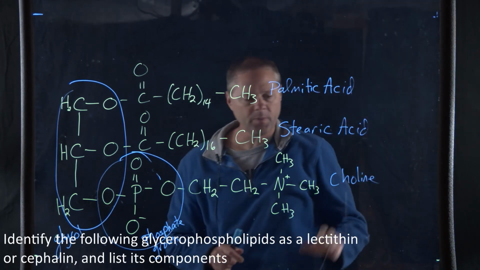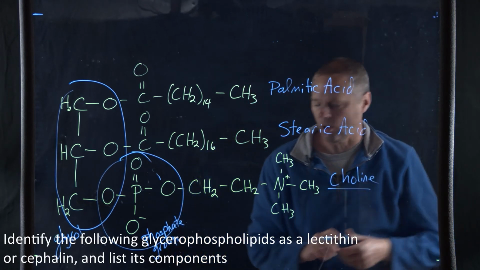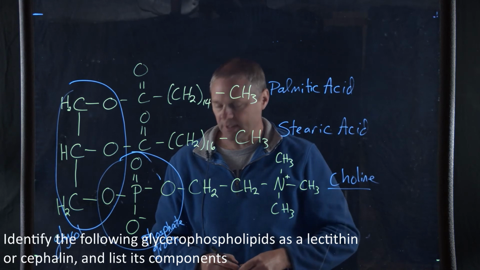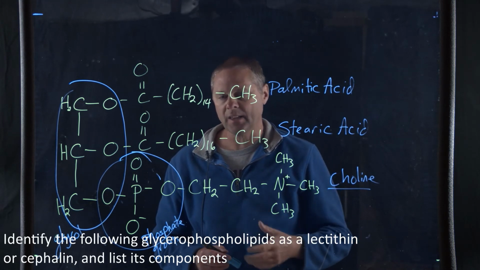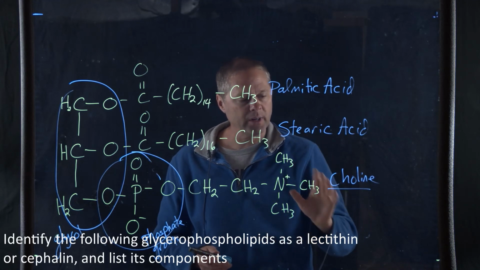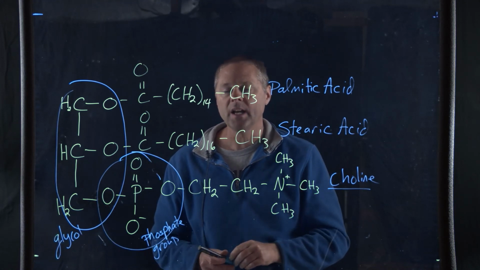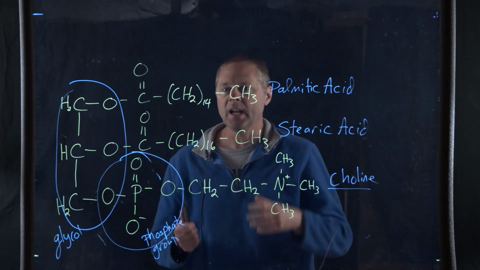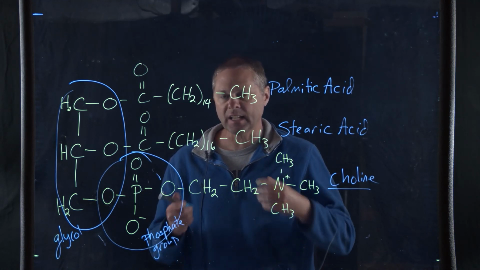choline. So since it contained choline, this is going to be a lecithin. Now, if it was a cephalin, it would contain ethanolamine. But since it doesn't contain ethanolamine, and rather it contains choline, this glycerophospholipid is going to be classified as a lecithin.